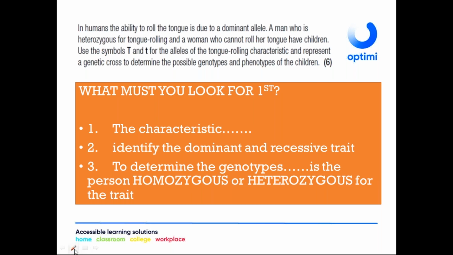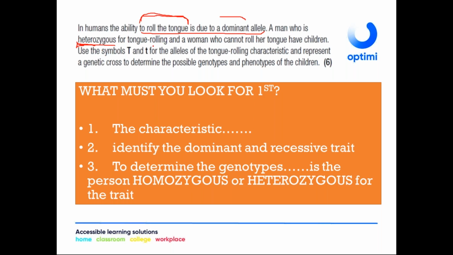In humans, the ability to roll the tongue is due to a dominant allele. The ability to roll the tongue is the trait that we're going to be looking at. A man who is heterozygous for tongue rolling, so we already have information. This man is heterozygous, so his genotype is going to consist of a capital letter and a small letter. Remember, heterozygous means different. So in his genotype, one letter is going to be a capital letter and one letter a small letter.